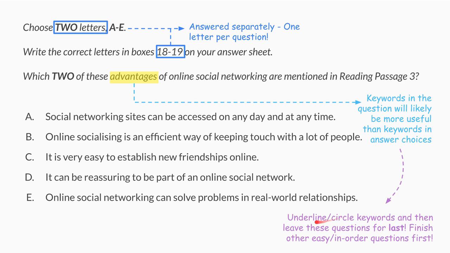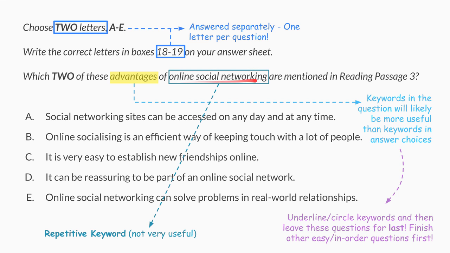So these keywords are going to be more useful for you in most situations. So what you have to do is just underline or circle these keywords and then leave these questions for last, for the end of your reading passage. Whichever reading passage this question appears in, you have to leave it for the end of that reading passage. And then you're going to go and finish the easy in order questions first, and then you're going to return back to these questions at the end.